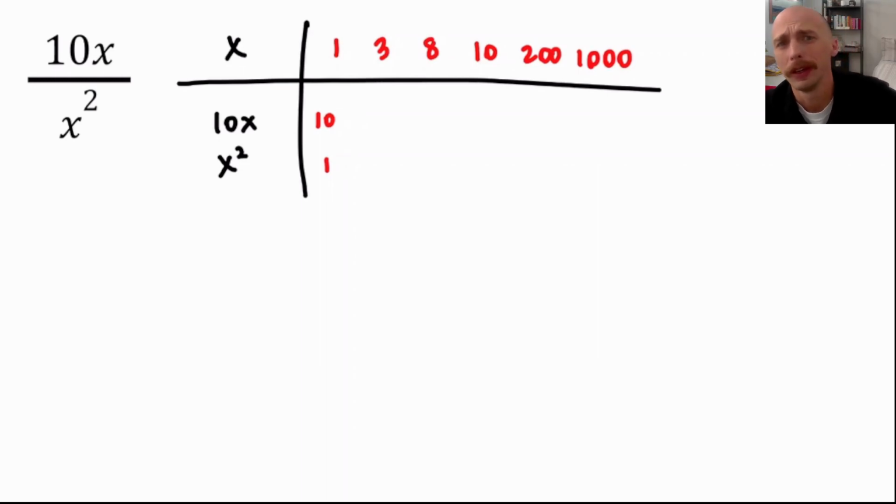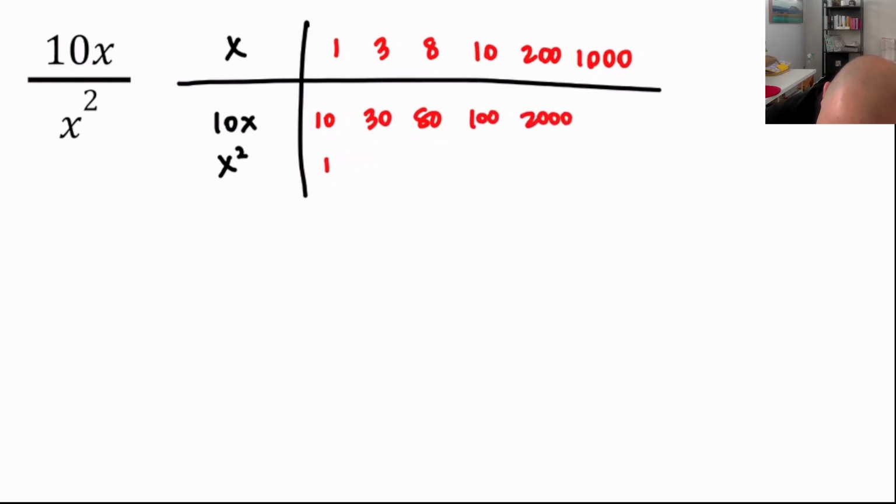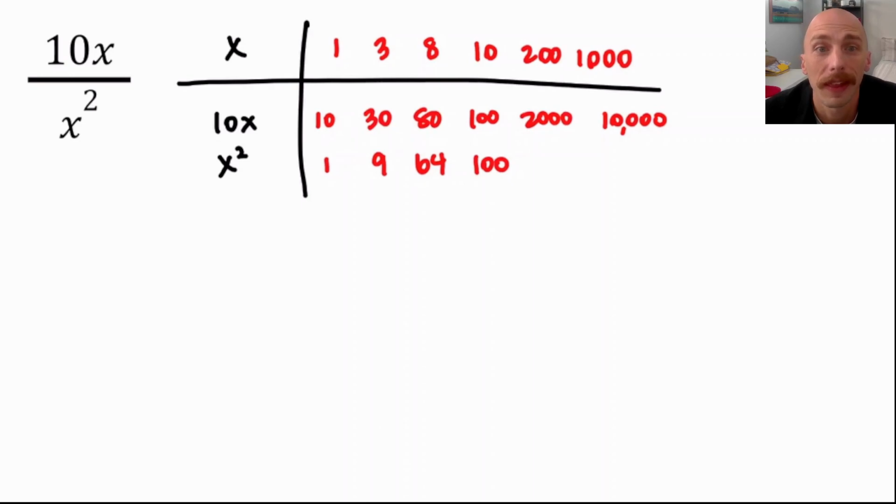All right, but it's probably going to go a little too slow for me to just increase one at a time. So I'm going to go from 1 to 3 to 8 to 10 to 200 to 1,000. I think you'll see the picture here. Okay, if I do 3 times 10, that's 30, 80, 100, 2,000, and then 10,000. Okay. And then I'm going to be dividing by x squared, so that's 9, 64, 100, 200 squared is going to be 40,000. And then 1,000 squared is 1 million.